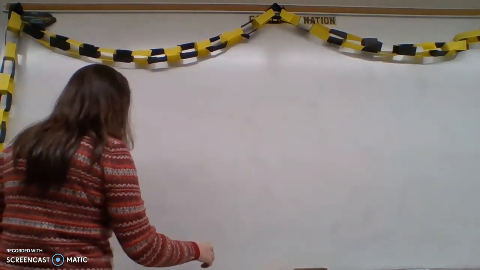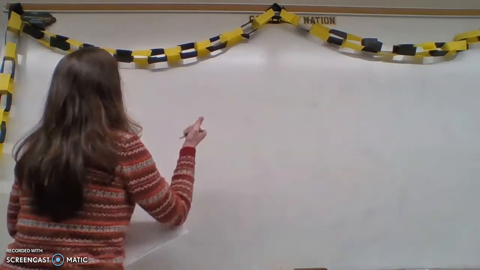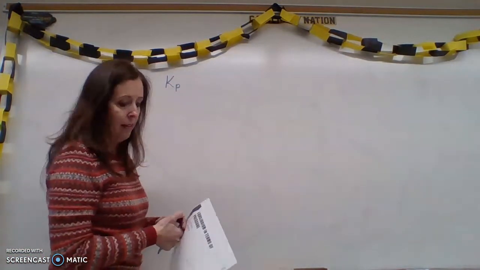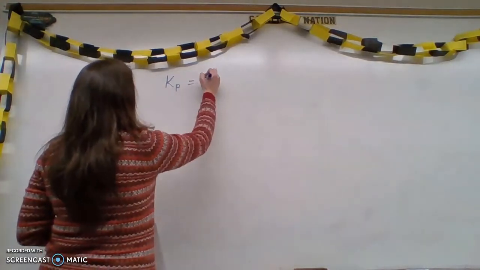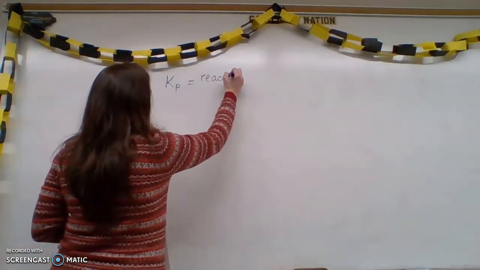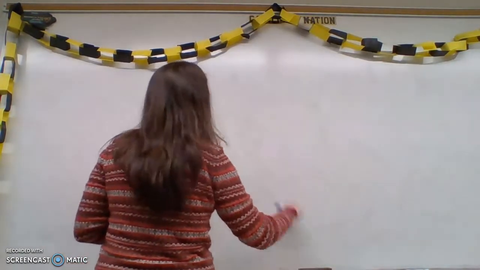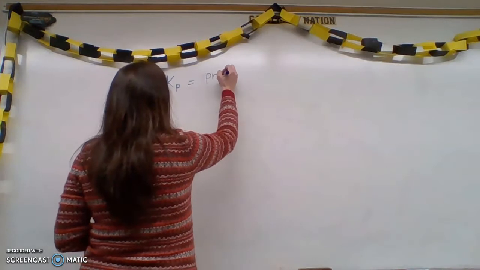Now, we have here a K value again, but there's a little p after that, and that p means pressure. And you set it up exactly the same way we've been doing, products over reactants.